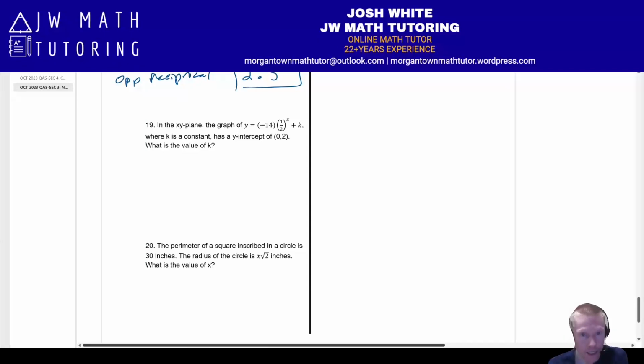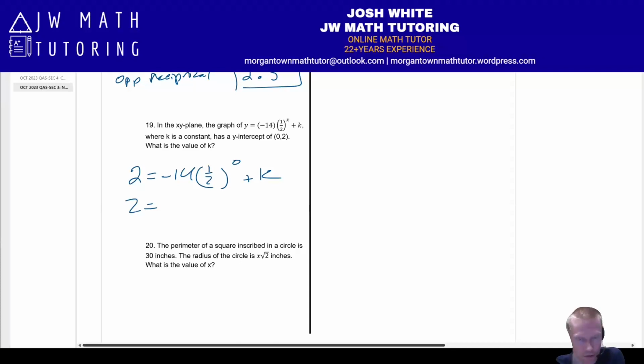Now for 19, here you have an exponential function, and they tell you its intercept is (0, 2), and they want to find the value of k. So all we're going to do is plug in the y value for y, the x value for the intercept, which is 0 for x, and then just solve this equation out for k. So 1/2 to the 0 is just 1. Negative 14 times 1 is negative 14. So k is just going to equal 16. That's it. Correct answer. No other work is needed.